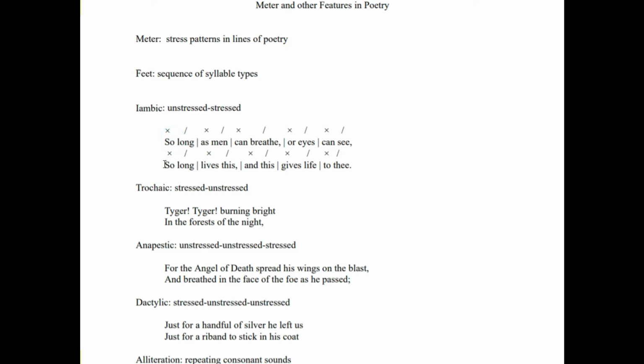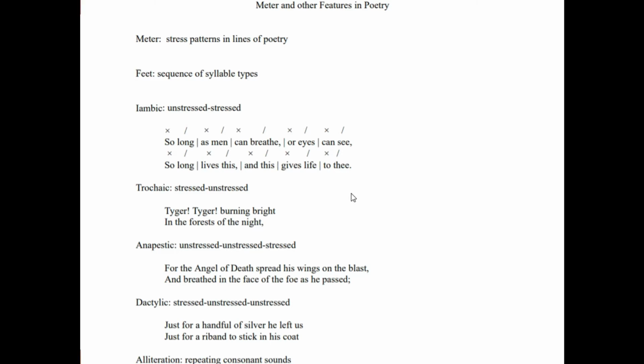And so you can see in this couplet, it kind of breaks down, and you can sort of see how some syllables are stressed and others are not, and it fits into this regular alternating pattern. So long as men can breathe or eyes can see, so long lives this, and this gives life to thee.